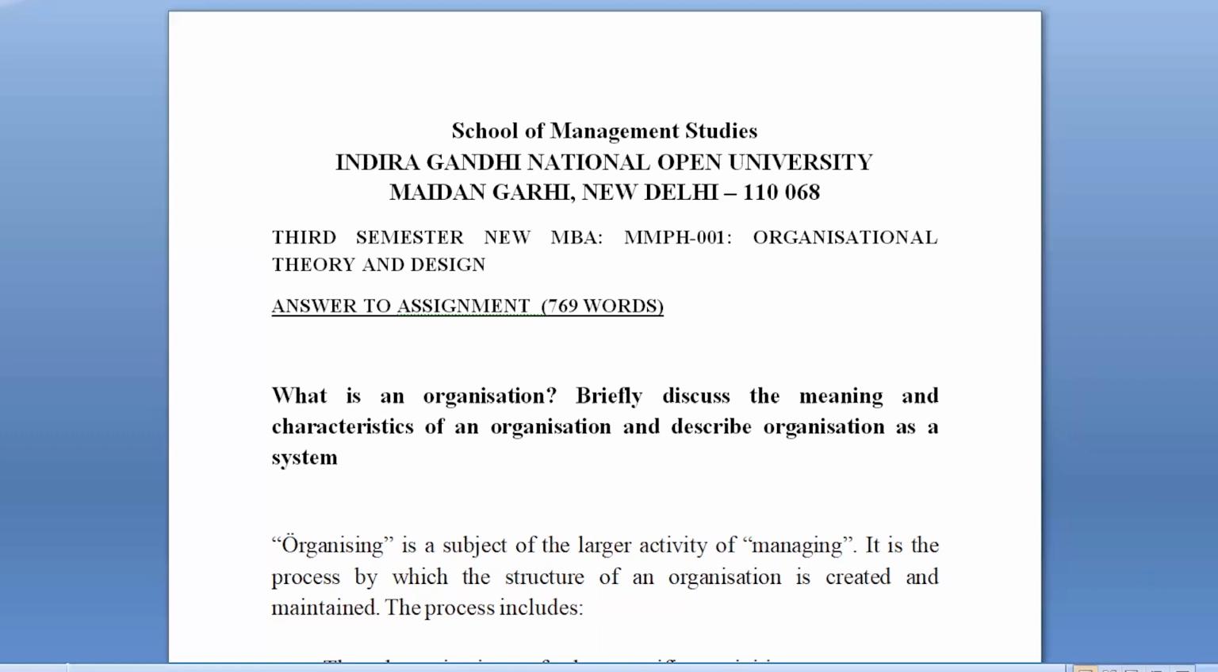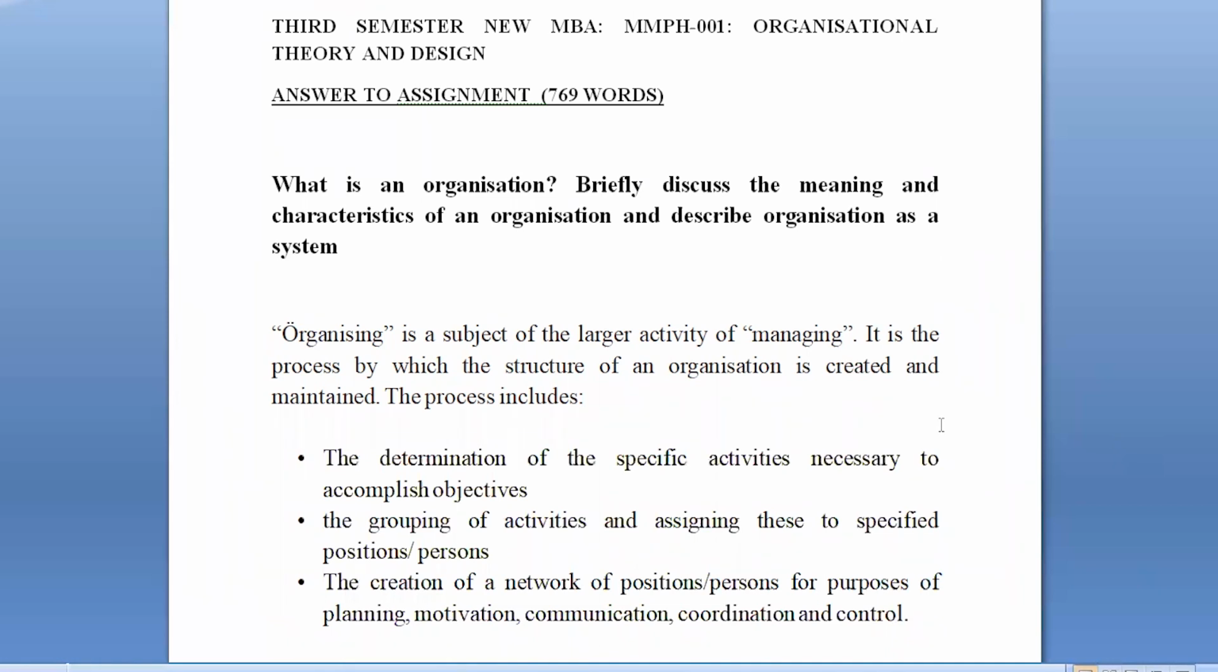What is an organization? Briefly discuss the meaning and characteristics of an organization and describe organization as a system. Organizing is a subject of the larger activity of managing. It is the process by which the structure of an organization is created and maintained. The process includes the determination of the specific activities necessary to accomplish objectives, the grouping of activities and assigning these to specified positions and persons, the creation of a network of positions and persons for purposes of planning, motivation, communication, coordination, and control.